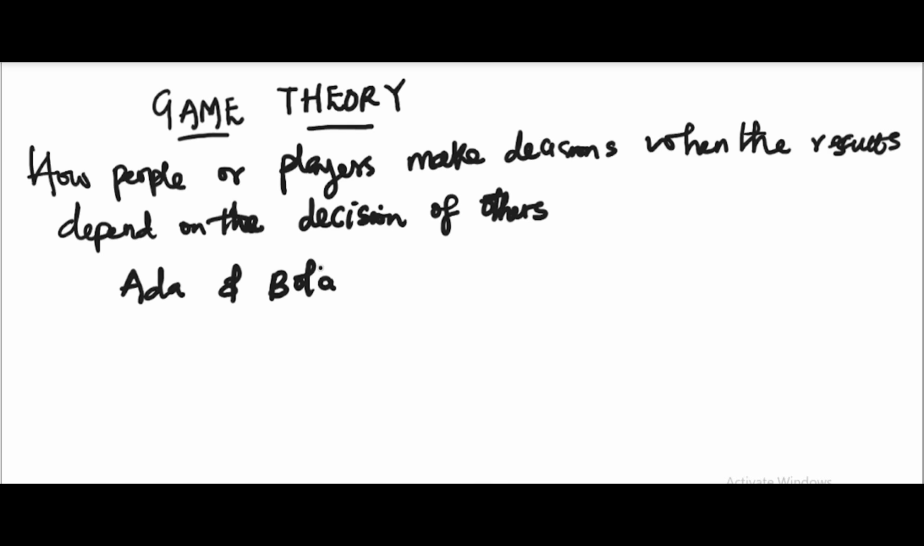Now, how does that work? Each of them can choose high price or low price. If both of them charge high price, what will happen? They will both make profit. But if Ada decides to charge low price, not knowing what Bola has in mind, because in a game you don't tell somebody, look at what I'm going to do.